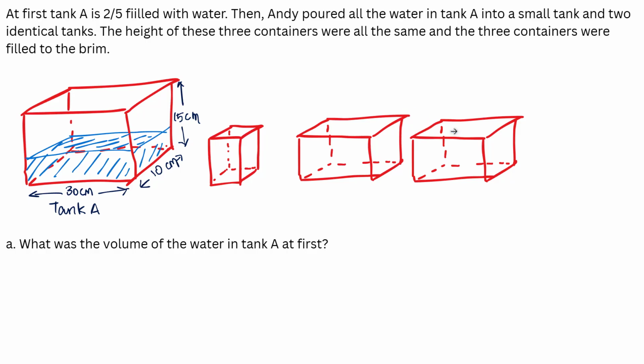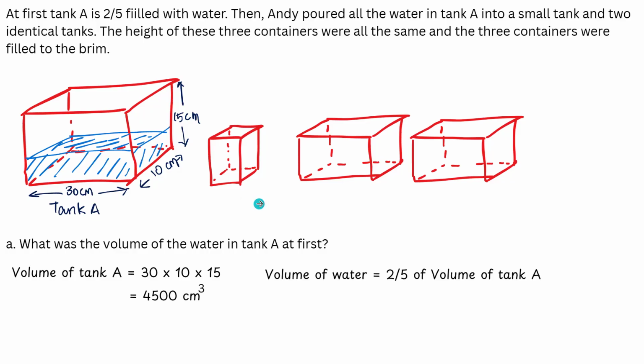What was the volume of water in tank A at first? That is a quite simple question, because you know that this is 2/5 filled with water. So first we find the volume of the tank, that is length times breadth times height, 30 times 10 times 15, which gives 4,500 cm cube. And volume of water is 2/5 of the volume of the tank. So that is 2 by 5 times 4,500, which is 1,800 cm cube. So that's the first part of the question.